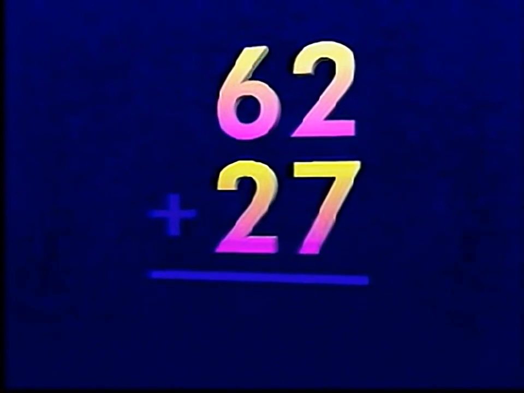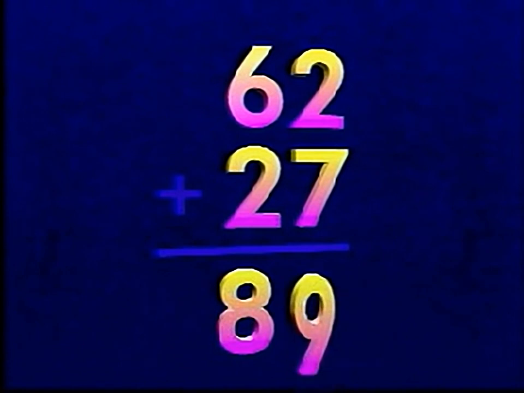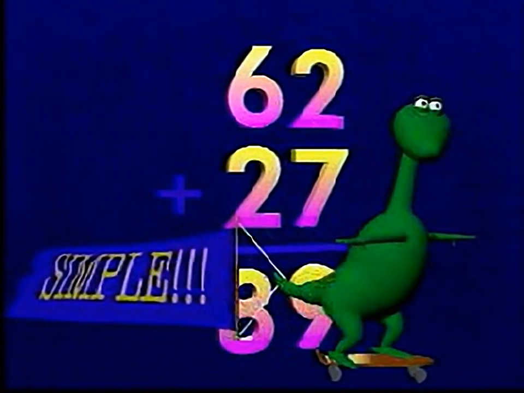Here's one that has a number only two steps more than an even 10. 62 plus 27. Now we should decrease the 62 by 2. Simply think 60 plus 27. That's 87. Now readjust your answer back up by 2. 89. Simple.